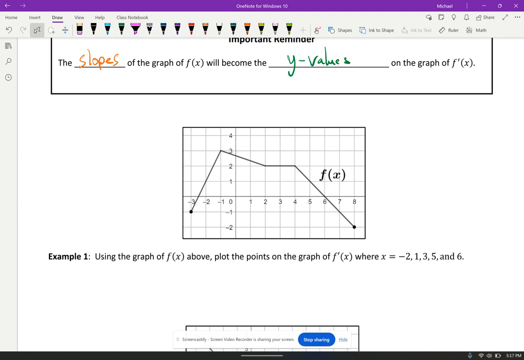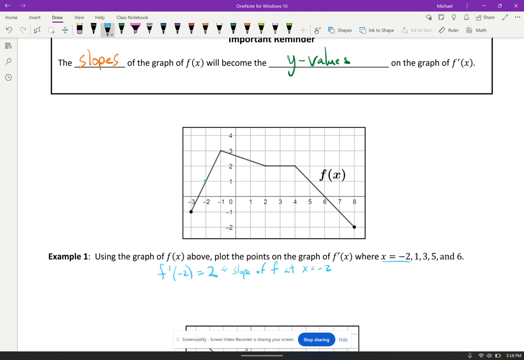So we're going to start with x equals -2. At x equals -2, that would be the y coordinate, the f value, right? f of -2 would be 1. But f prime of -2 would be the slope of this graph at x equals -2. Well, the slope of this line segment is 2 because I go 2 up and 1 over. So f prime of -2 would be 2 because this is the slope of f at x equals -2.